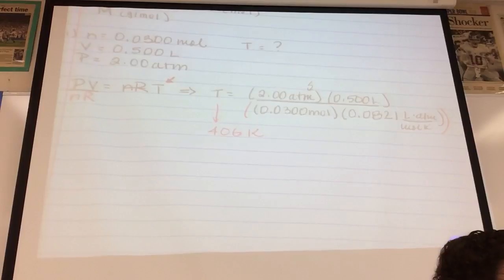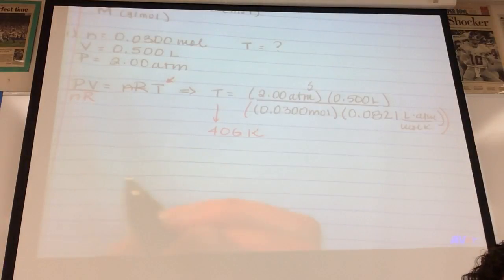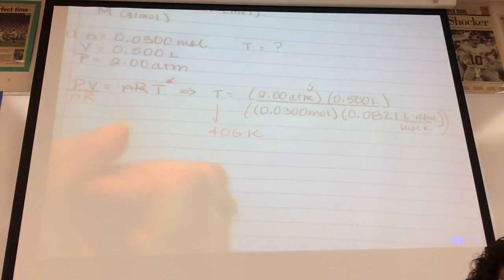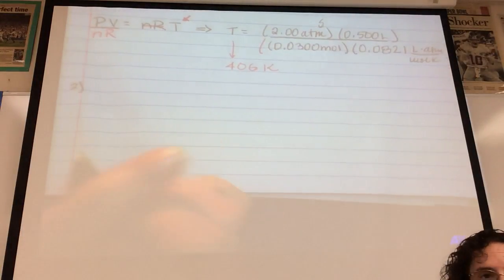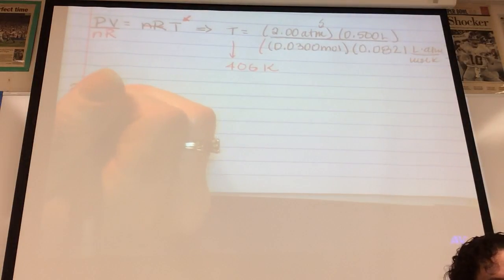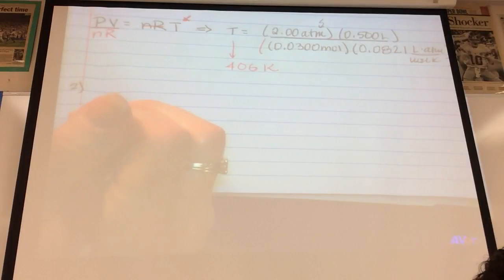All right. In number 2, it says argon occupies 100 milliliters of space at 80 degrees Celsius and 203 kPa. What mass of argon is present? I need a volunteer to help me pick out the variables. I'll pick my own volunteer. All right, Abby, go ahead.